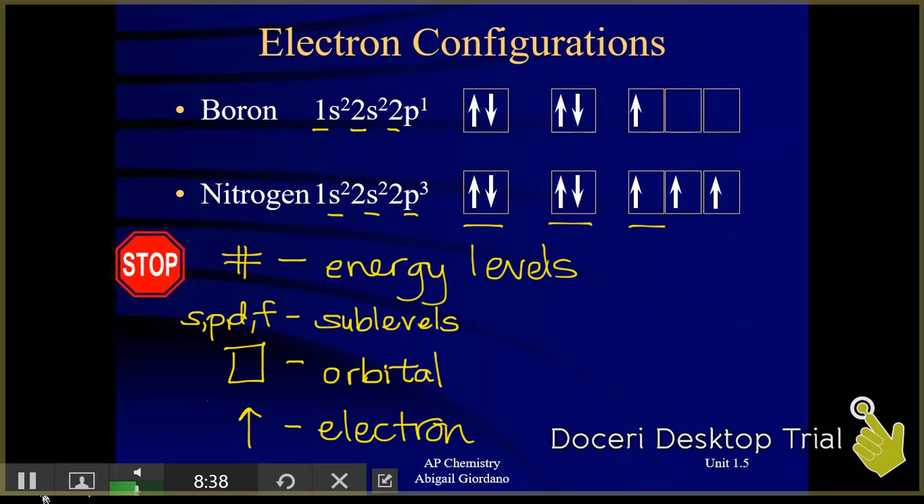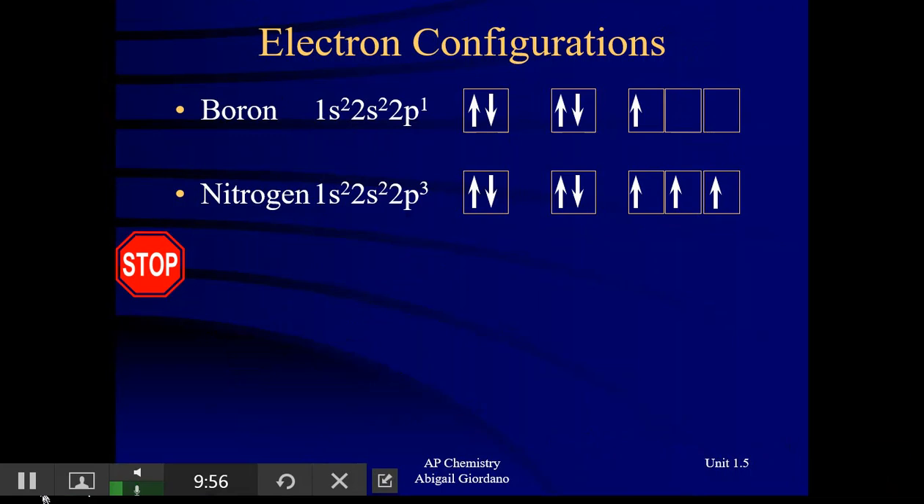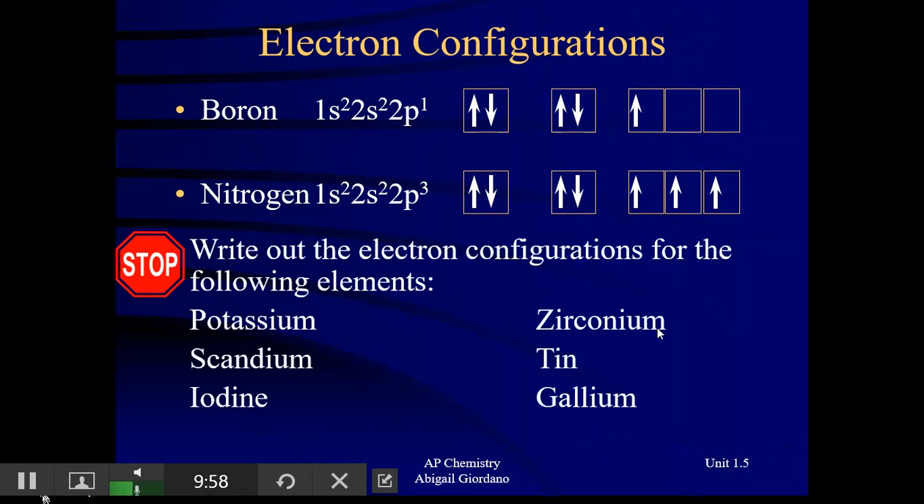So just to kind of bring this all together, electron configurations do nothing more than tell us where electrons are located approximately. So I'm going to give you some practice to do here, and the stop sign is there because I want you to pause the video and try coming up with the electron configurations on your own.